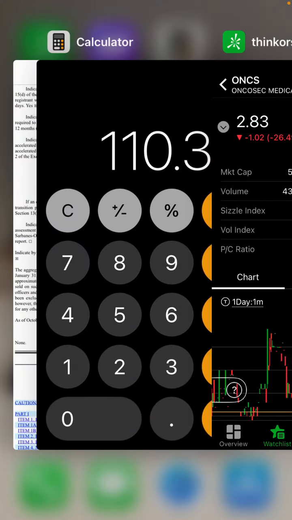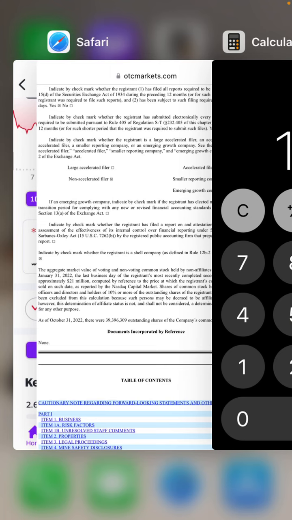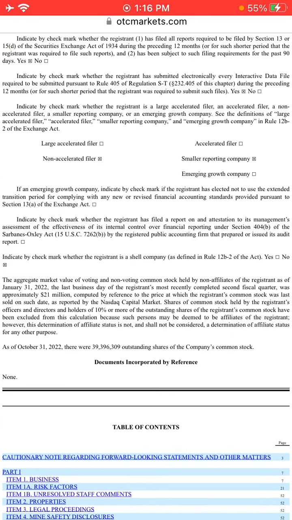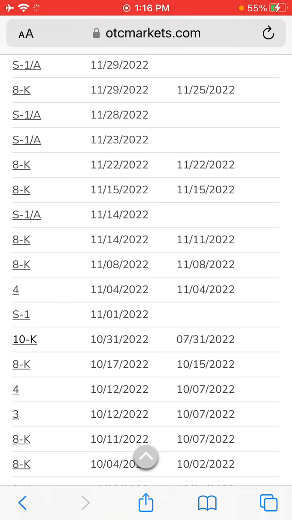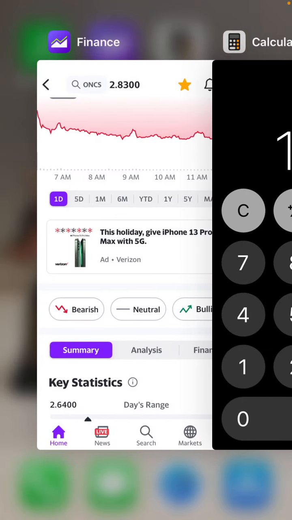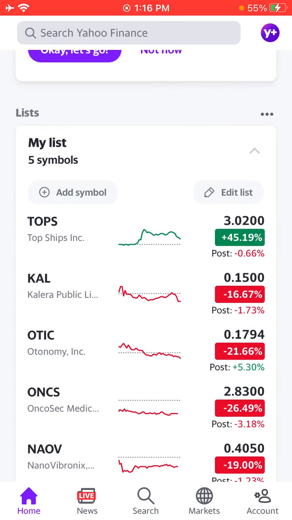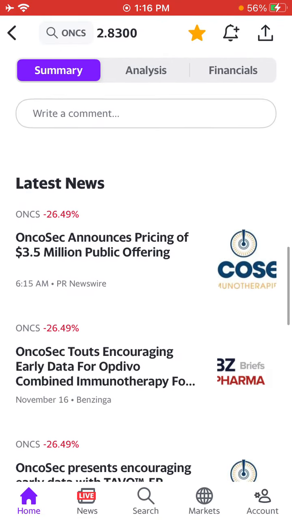So then that means there must have been a reverse split. And it was probably more than a 1 to 10 reverse split. So here in the SEC filings, or actually it's easier to see when they did the reverse split. Normally they'll mention it on Yahoo Finance.